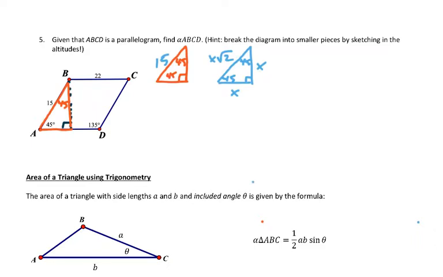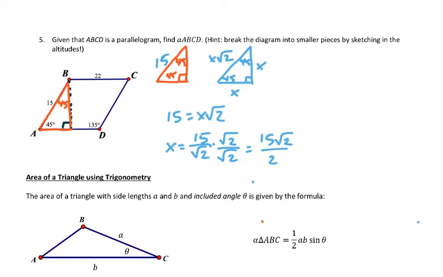So let's see, 15 is equal to x times the square root of 2, or that x is 15 divided by the square root of 2. Rationalizing by multiplying by the square root of 2 over the square root of 2, the altitude is 15 square root of 2 over 2.